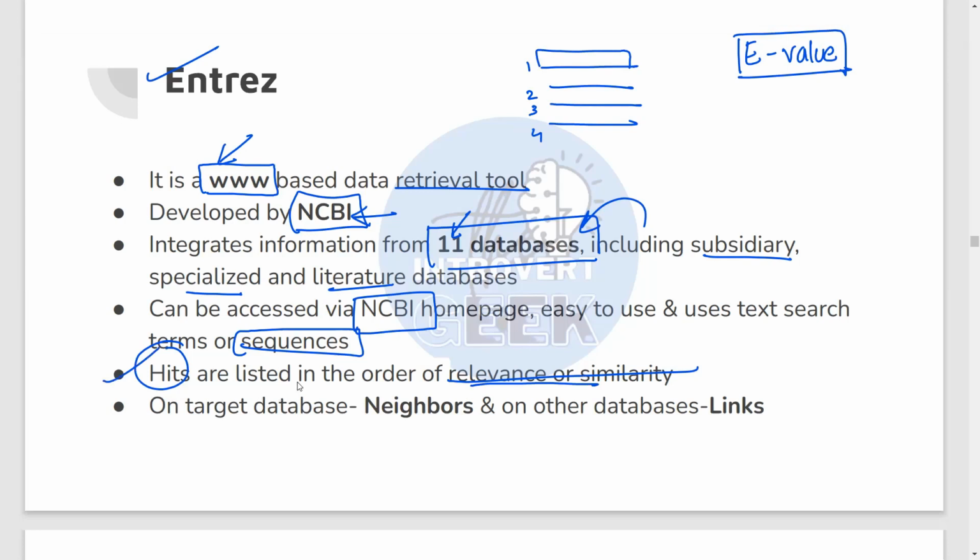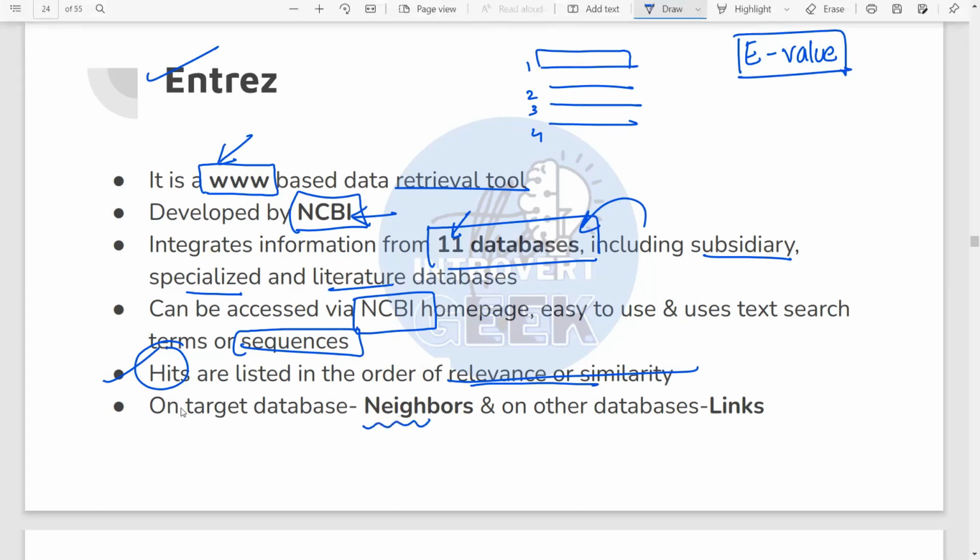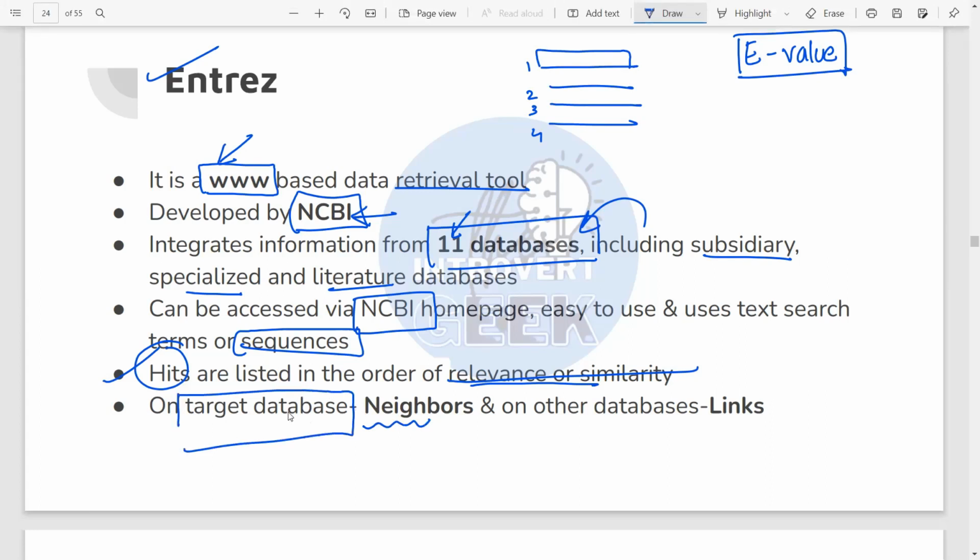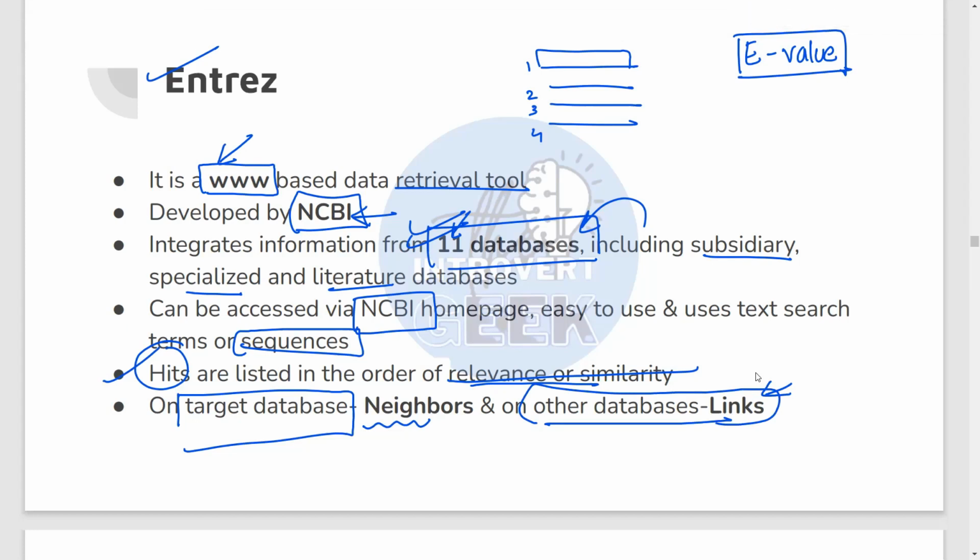Now, if the sequence or the hit is in the NCBI page only, then it is called the neighbor. So if the search is on the target database, it is referred to as neighbor. And if it is in another database, suppose it's not a part of these 11 databases and it is there in some other database, then Entrez also gives you an option of links, meaning it will provide you the link to the other database where your desired information is present.